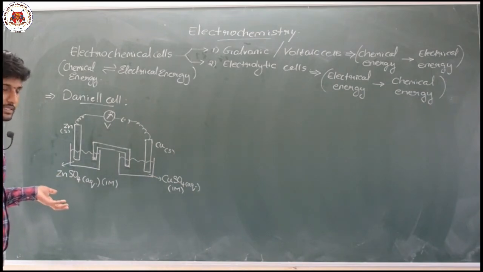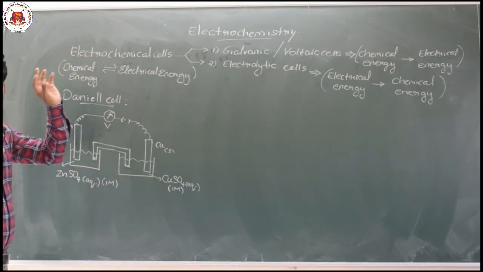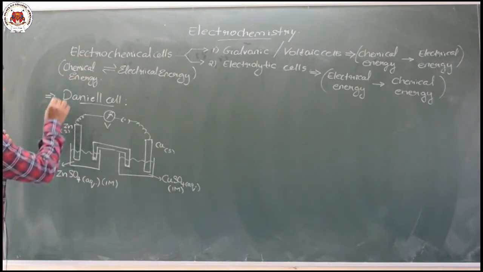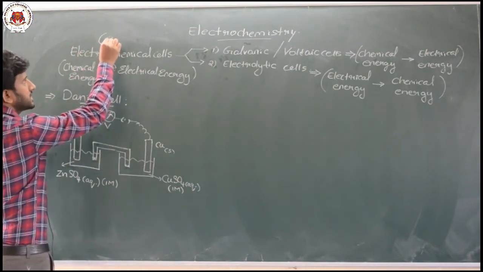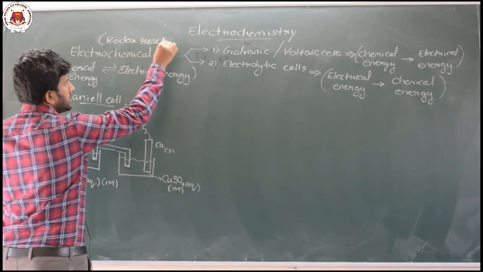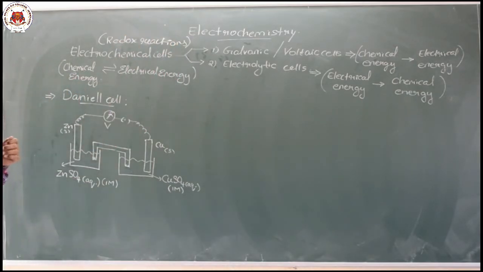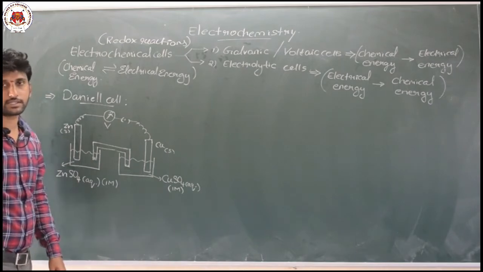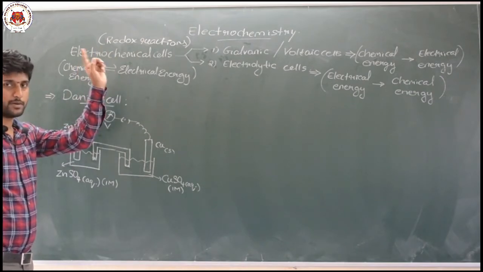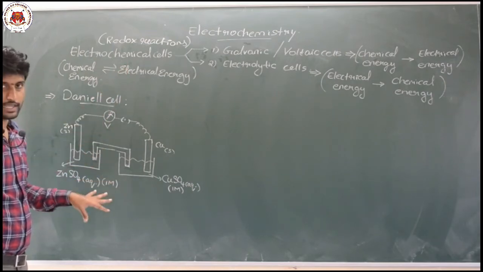And how is the current generated? As I said, in any electrochemical cell, which type of reactions occur? What is the basis of electrochemistry? Redox reactions. What are redox reactions? The reactions in which oxidation and reduction take place simultaneously are called redox reactions, right? And also we have talked about spontaneous and non-spontaneous reactions, right? Now let us see what happens in this Daniell cell.